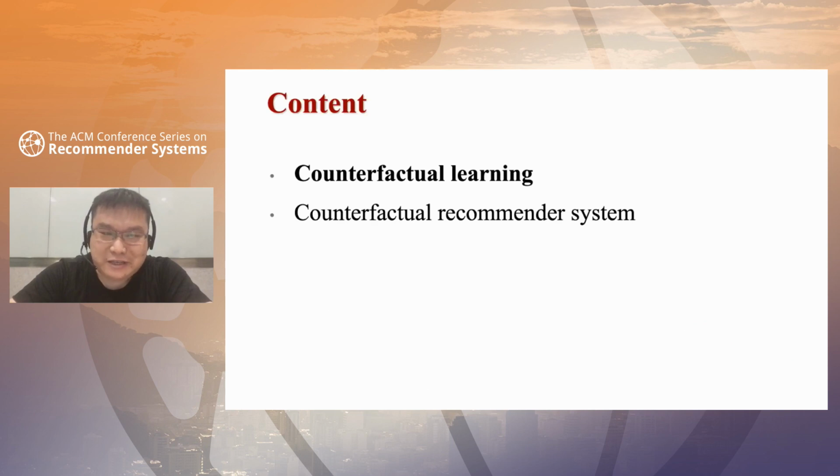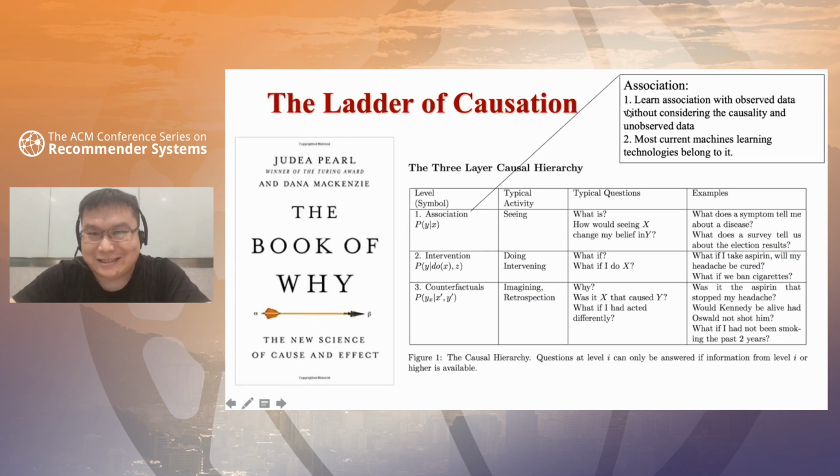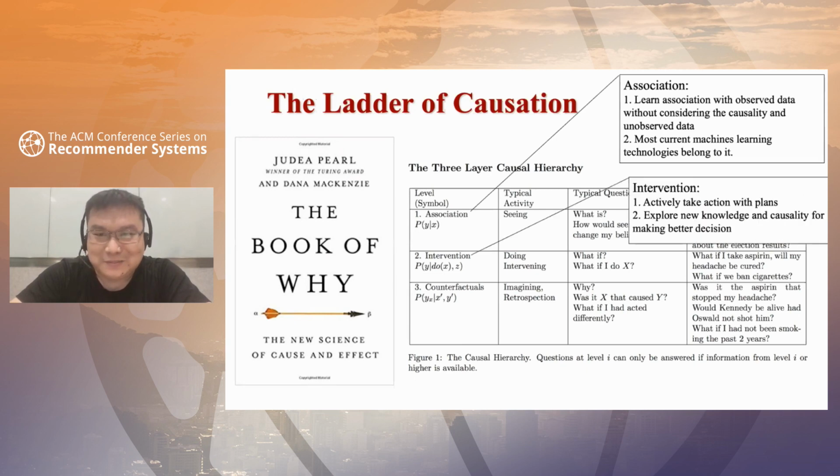Firstly, I will briefly introduce counterfactual learning. Judea Pearl defined the ladder of causality with 3 layers. The first layer, association. It learns association with observed data without considering the causality and unobserved data. Most of current machine learning applications belong to this layer.